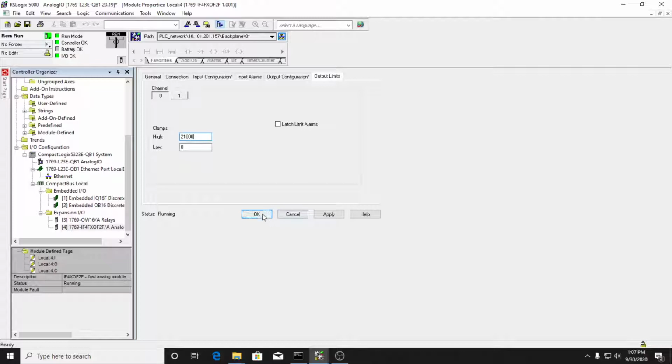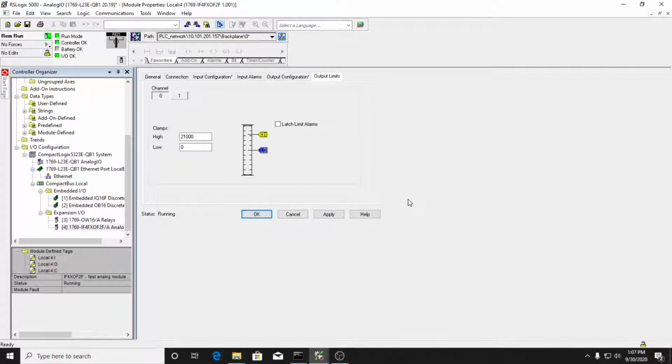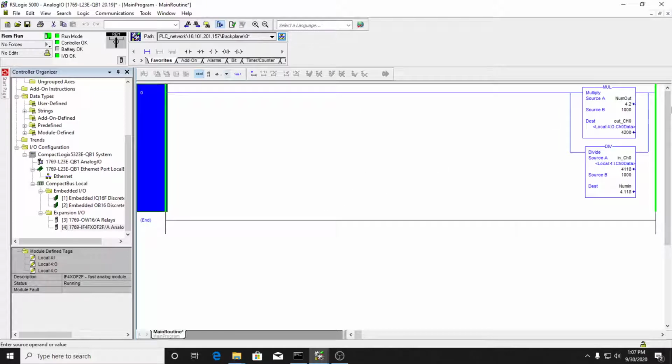All right, so I'm going to apply this. Now you may notice I'm actually online. It's one thing about this card, you can actually change these settings on the fly. Now if you actually have this set up and running control in a live environment, you really don't want to be changing this on the fly, which is why they have this inhibit choice here. But in the lab here, we can just change it on the fly and there's no real harm.